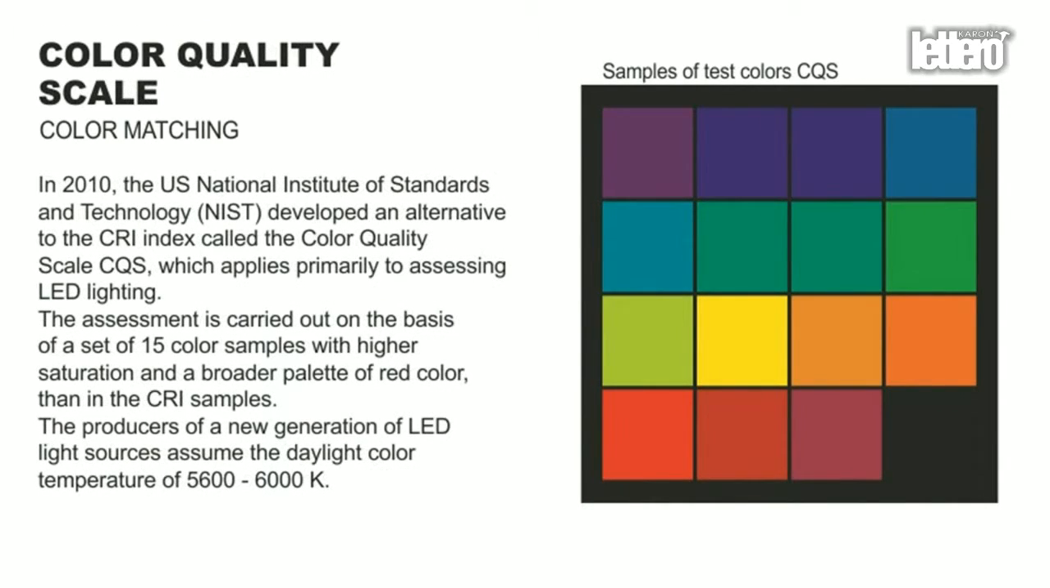In 2010, the US National Institute of Standards and Technology, NIST, developed an alternative to the CRI index, called the Colour Quality Scale, CQS, which is primarily used to assess LED lighting. The assessment is carried out on the basis of a set of 15 colour samples with higher saturation and a broader palette of red colour than in the CRI samples. Producers of the new generation of LED light sources assume a daylight colour temperature of 5,600 to 6,000 degrees Kelvin.